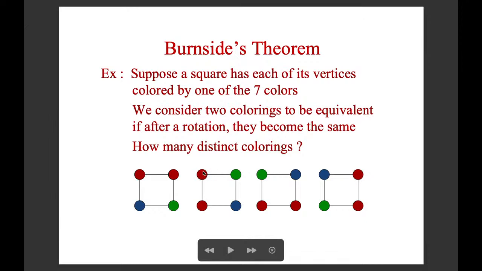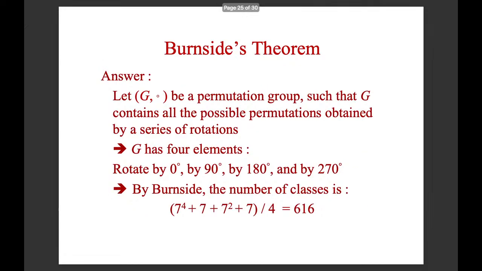For instance, you can have red, green, red, green. It is okay, because after rotation by 180, you get red, green, red, green again. So for rotation by 180, you have 7 ways to choose the color for one diagonal and 7 ways to choose the color for the other pair of vertices. So there are 7 squared invariants we can form. And finally, for 270 degrees, there are 7 ways. So altogether, 7 to the power 4 plus 7 plus 7 squared plus 7, you add all of them and divide by 4. This is the number of equivalence classes using Burnside.